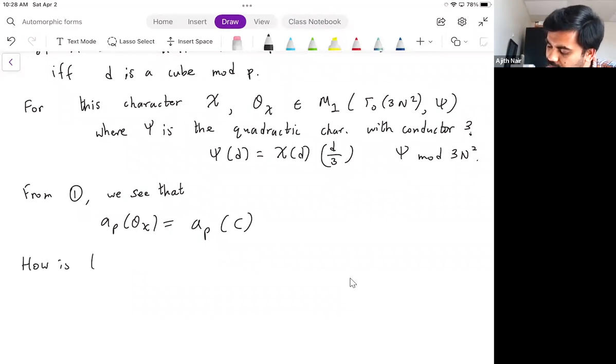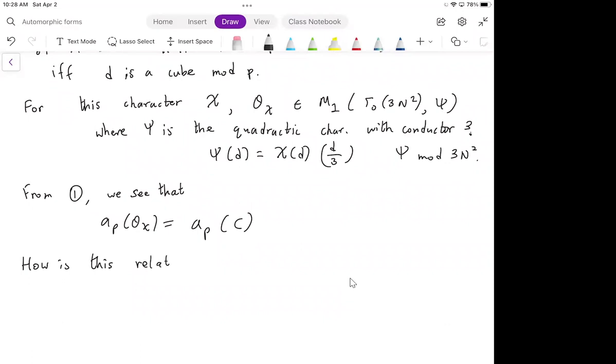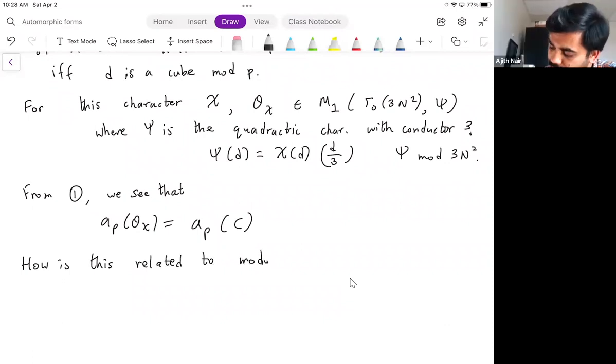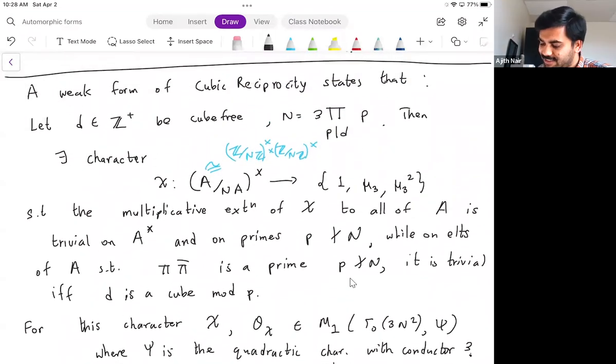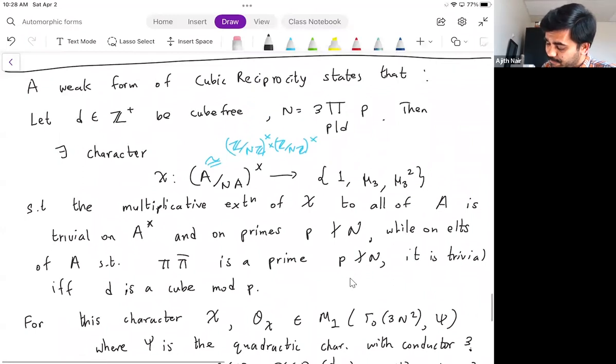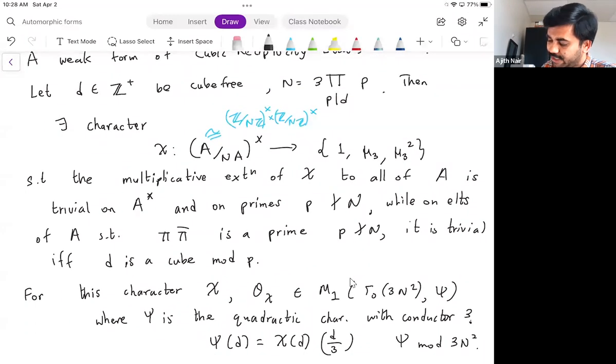How is this related to modularity? Is such a chi unique? Sorry? Such a chi is unique. Okay. So in the statement that I saw, there is no uniqueness. But I guess maybe implicitly we are saying that with these conditions, the character is unique.